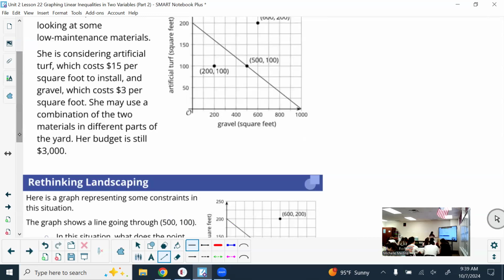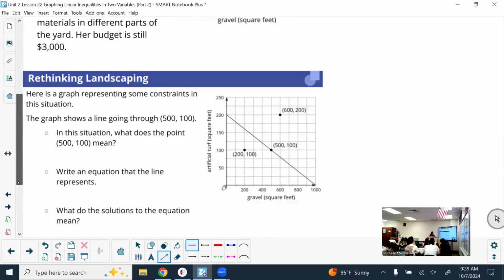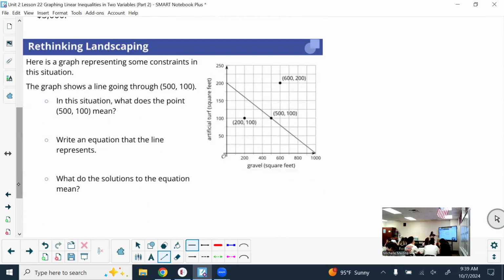So you're answering each part. What does the point (500, 100) mean? Write an equation that is represented by the graph. What do the solutions mean in the situation?